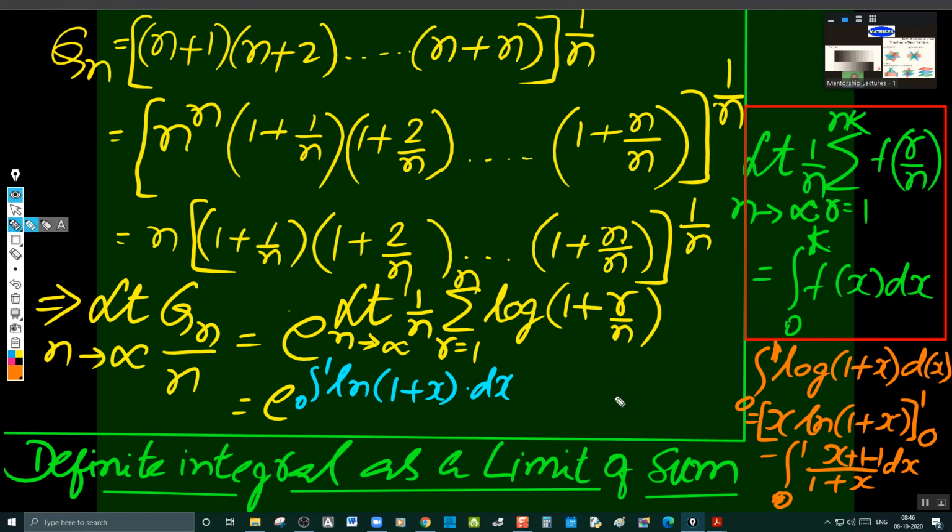This will become now e power log of 4 by e. That is, I left it for you. You will get 2 log 2 minus 1 here. Srivardhan, you will get 2 log 2 minus 1 here. 2 log 2 is nothing but log 4. Minus 1 is log e. So log of a by b, log a minus log b. So final answer 4 by e.